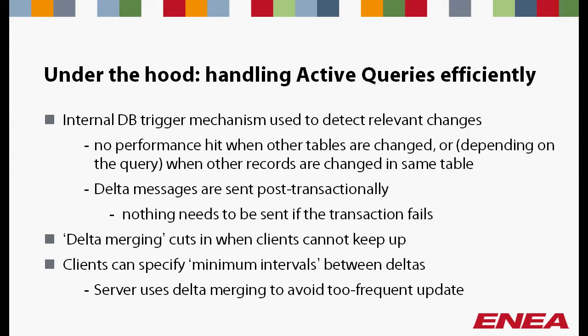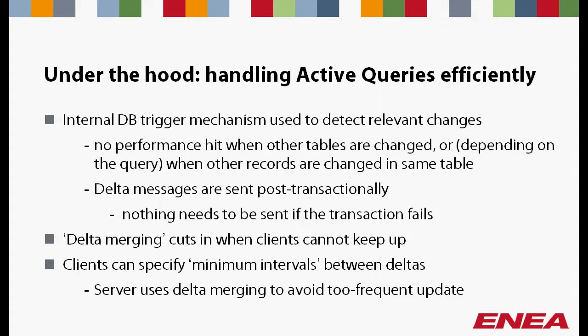Of course, if the transaction fails, there is no need for a delta, as the database will have rolled back to the pre-transactional state. As well as row triggers, the active query support code can also make use of column and table triggers, so that the more complex queries can also be handled efficiently. The next optimization we added was a way to cope with slow clients.